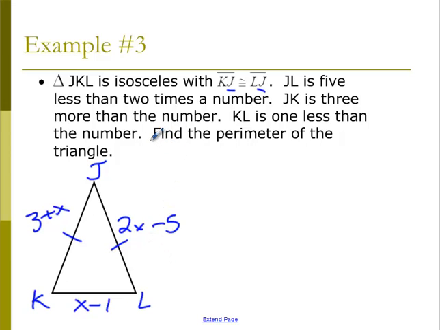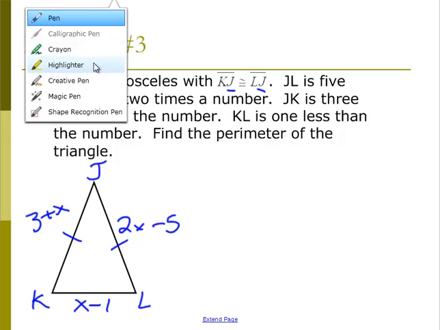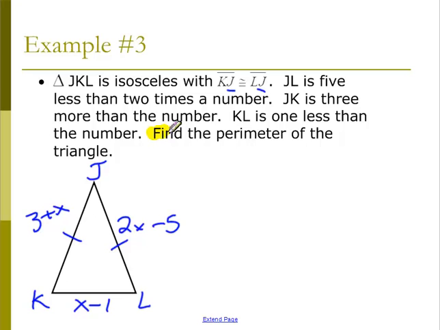My overall goal, and remember, underline this to help yourself out, find the perimeter. And instead of underlining it, I'm actually going to highlight it just so we can see it as we're going through. Find the perimeter. So these two are the congruent ones, JK and LJ. 3 plus x equals 2x minus 5. Two steps to solve, I bring x over to the right hand side, and I'm going to add 5 to both sides, and I get x is 8.